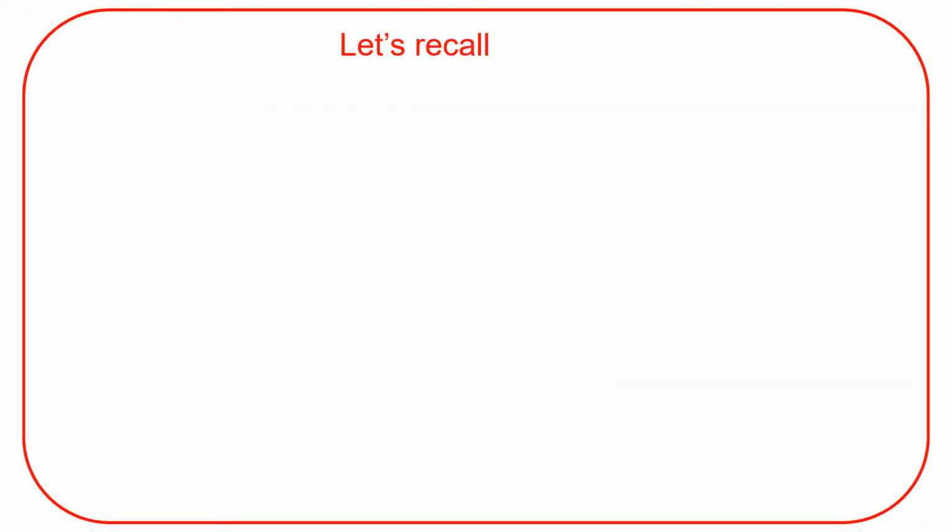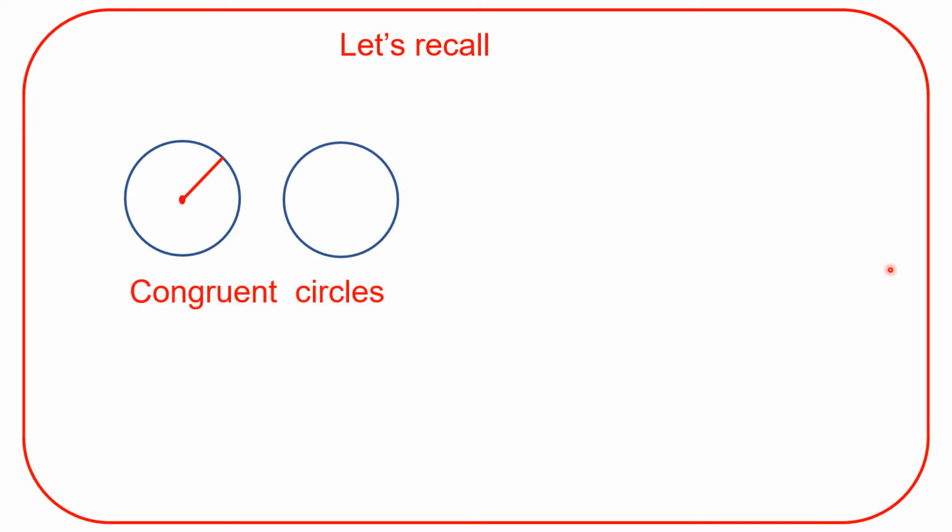Let's recall. I draw a point, I draw a segment. This point I take as the center of the circle and this is the radius. Now draw the circle. I draw another circle. Now I move this circle over the first. What happens? What is the conclusion? These two circles are congruent to each other. Radii are the same for congruent circles.